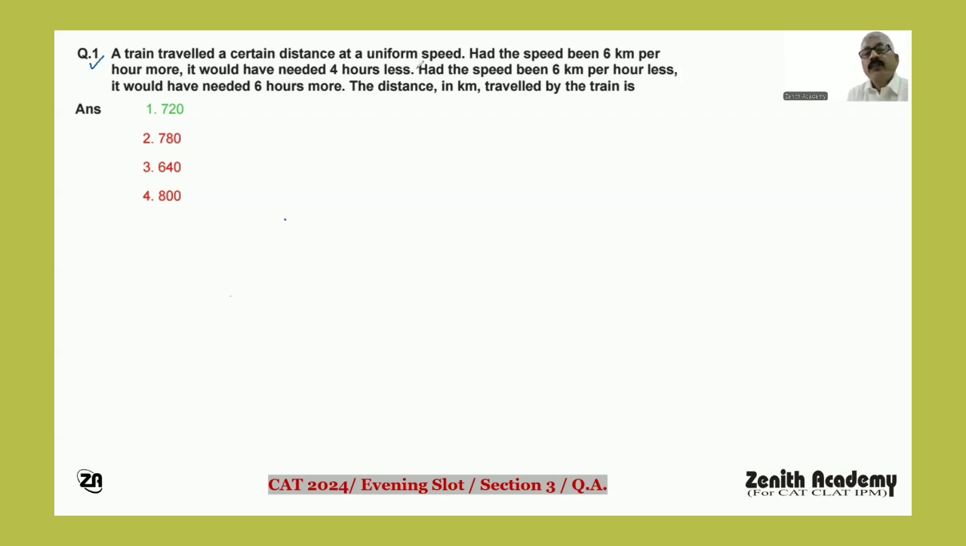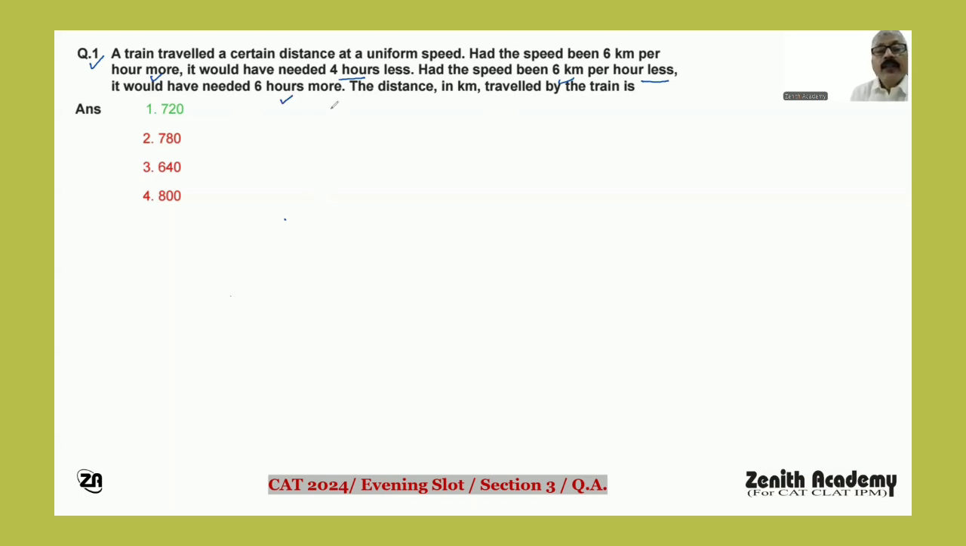A train traveled a certain distance at a uniform speed. Had the speed been 6 km per hour more, it would have needed 4 hours less. Had the speed been 6 km per hour less, it would have needed 6 hours more. The distance in kilometers traveled by the train is to be found out.